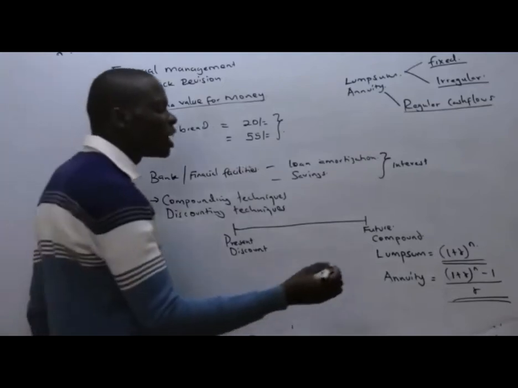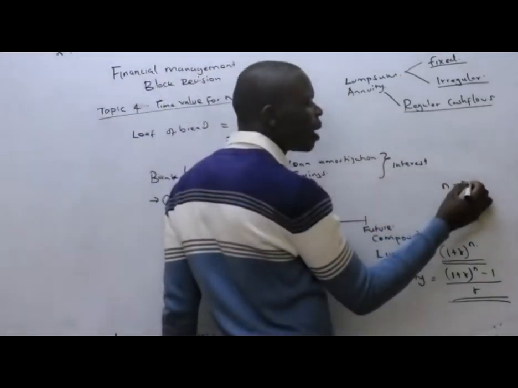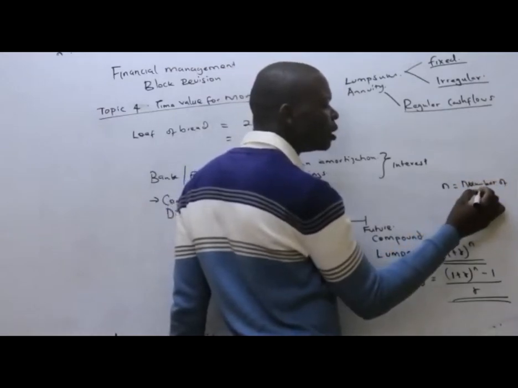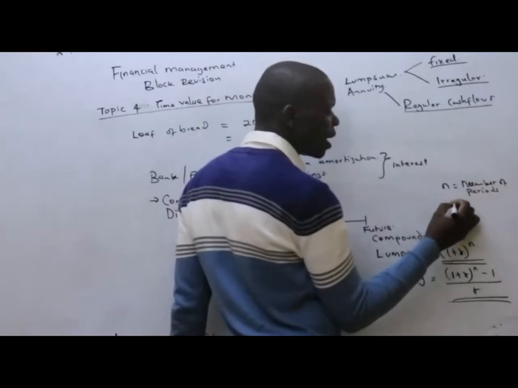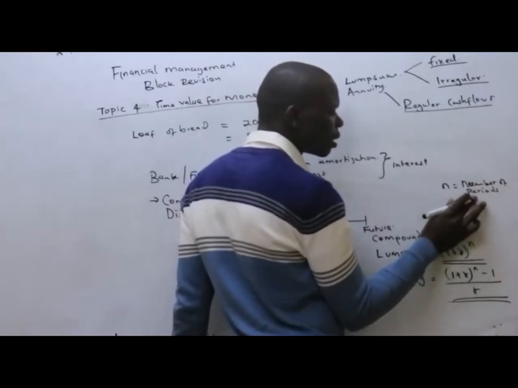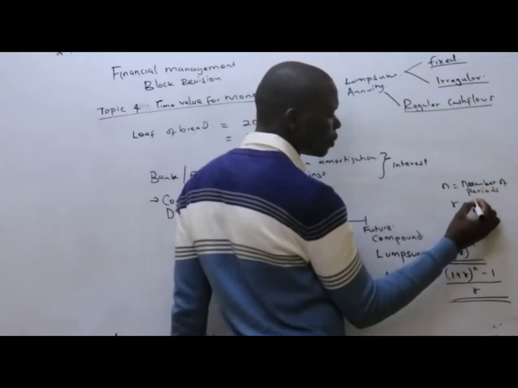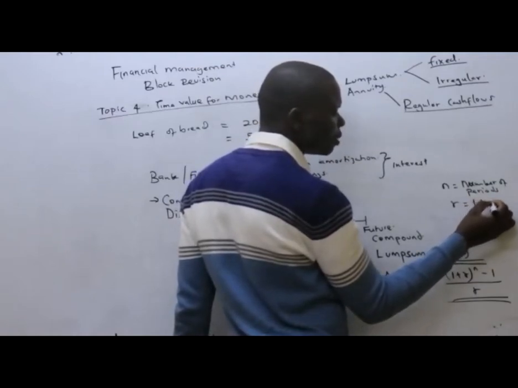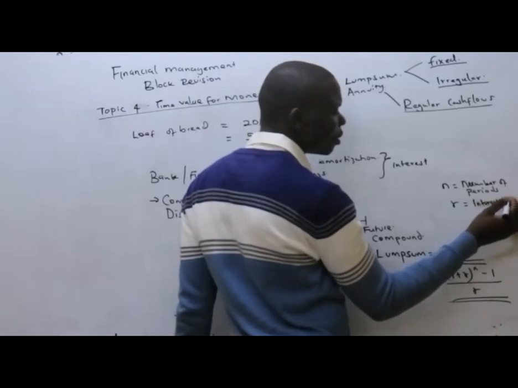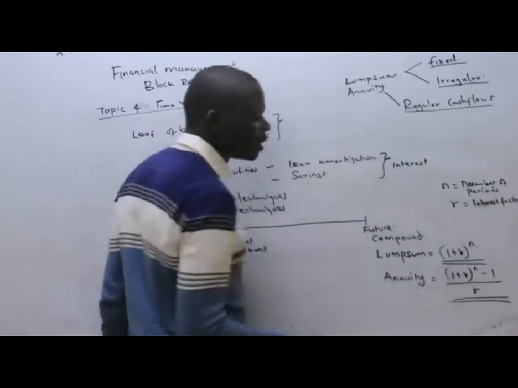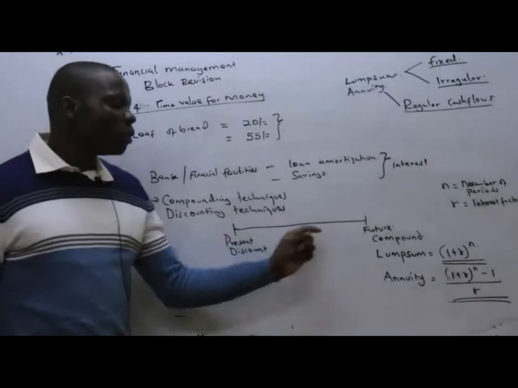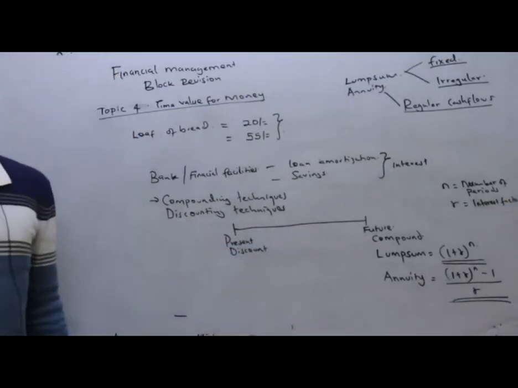Then we need to note that n is the number of periods, while r is the interest factor. It is the interest factor or the interest rate, right? So that is all about compounding.